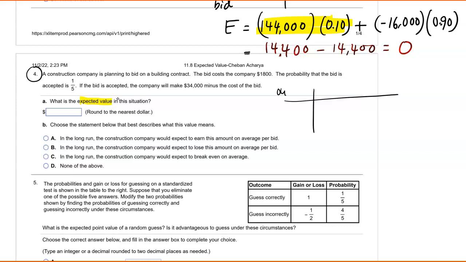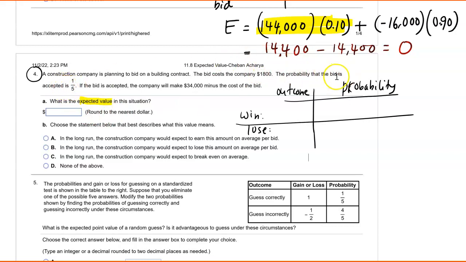Okay, well, you have outcome here, and then you have probability. What's the outcome? Either win contract or lose contract. Okay, what's the chance of winning the contract? The probability that the bid is accepted. I'm sorry, what's the chance of winning the bid for the building contract is 1/5. Therefore, the probability of winning the bid is 1/5 here.